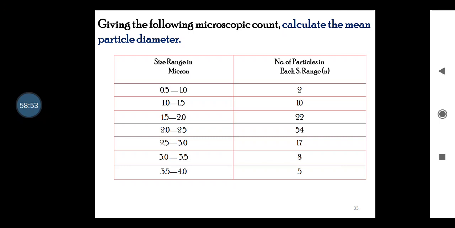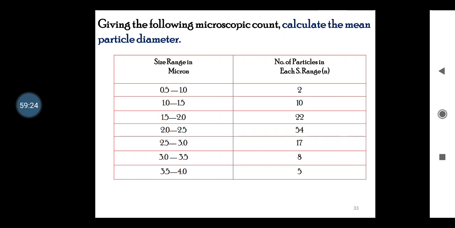So as far as the lab level is concerned, I already told you, you could understand this table. You are able to see two columns here, one is size range in micron and another is number of particles in each size range. So when we compare the number of particles towards the size range, the number of particles, that is 2, comes in a range of 0.5 to 1.